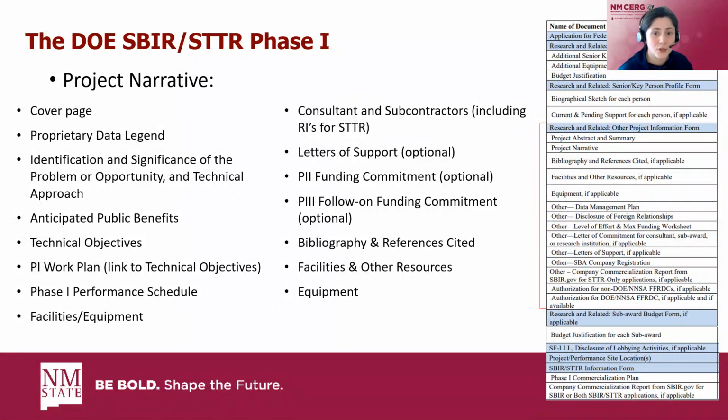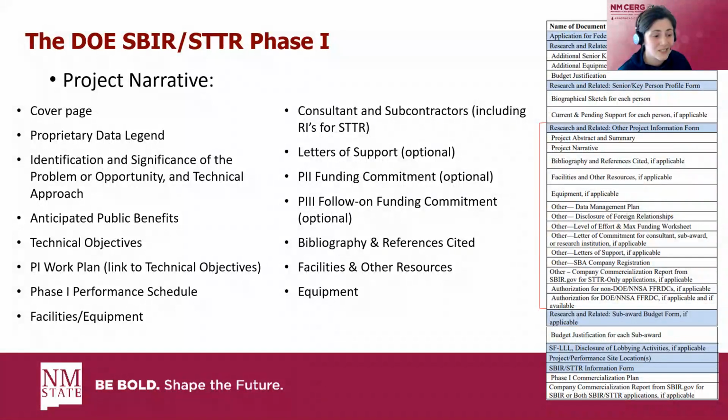In your narrative, there's also an area to include consultants and subcontractors. For example, if you don't want a sub-awardee, if you want to just bring in a consultant for some of the work, this is the section where you would describe that. If there are letters of support that you have collected from end users or customers of your innovation, this is also where those should be included.